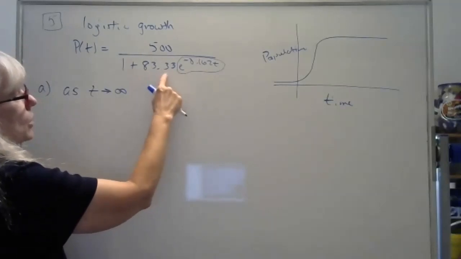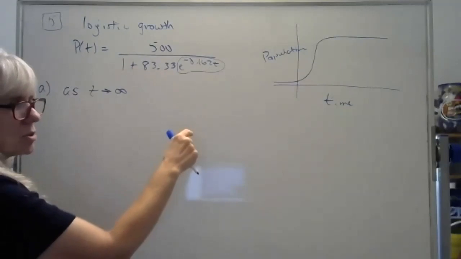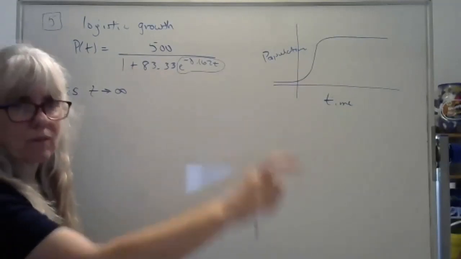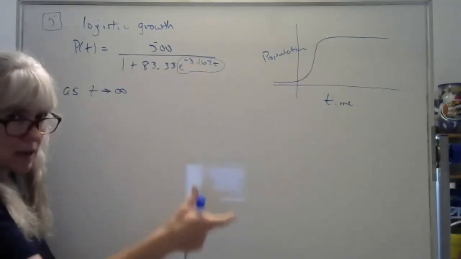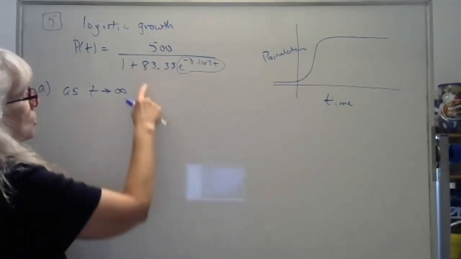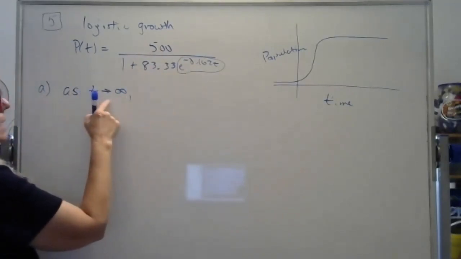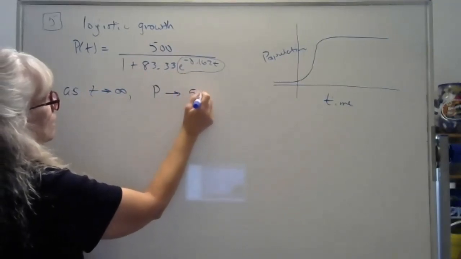So this would be 83.33 over a huge number. Well, if I take a number and divide it by a huge number, it gets smaller and smaller. So think about fractions: 1/2, 1/3, 1/4, 1/5. As the bottom of the fraction gets bigger, because the negative exponent is getting bigger, that overall term is going to 0. So what you're really left with is the 500 over the 1. So as time gets bigger and bigger, the population is going to approach that 500.